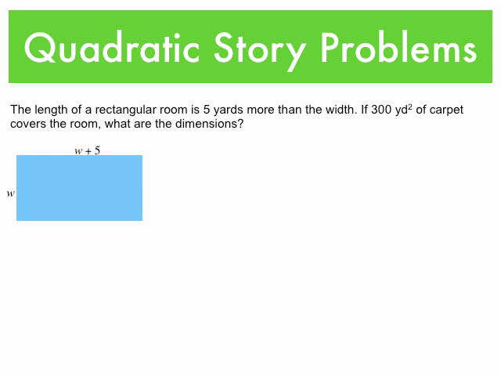Now, 300 square yards, is that talking about a perimeter or an area or a volume? Carpet, that's talking about the area of the floor of the room. So the area of a rectangle is length times width, W times W plus 5, and it's equal to 300. Now I need to solve this. What do I need first? I need a 0, so I need to undo any factoring, get a 0, and then refactor.